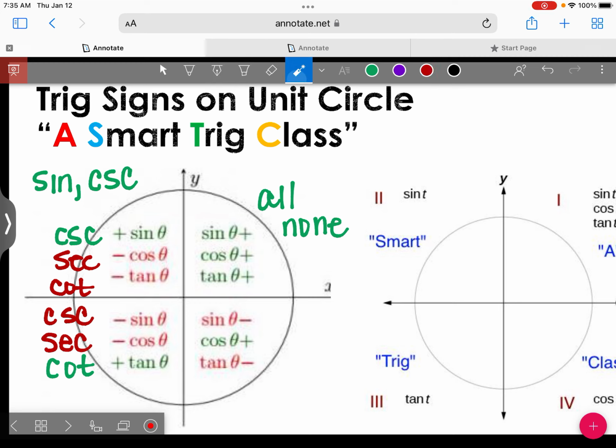Quadrant 3. So this is quadrant 3. So what's positive? So the ones written in green. So tangent and cotangent are positive. Because remember, tangent and cotangent, we find that by dividing. Okay? And because sine and cosine are both negative, when we divide, we get a positive tangent. Okay, so negative would be cosecant, sine, secant, cosine. And positive are the ones I have written in green, cotangent and tangent.